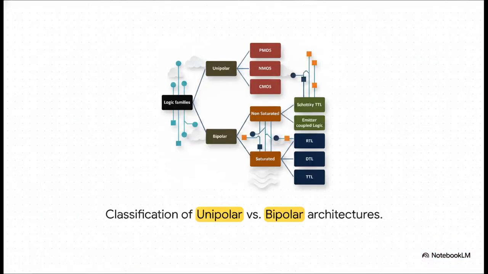Now, to build a solid mental map for test day, you can actually split the entire logic world into two main architectural trees, unipolar and bipolar. Unipolar families, the ones up top, use MOSFETs that rely on just one type of charge carrier. Simple enough, right? Then down below, we have bipolar families. These use components relying on two types of charge carriers. And as you can see, those branch off even further into saturated designs like TTL and non-saturated designs like emitter-coupled logic. Keeping this visual hierarchy locked in your head is going to make classifying questions a total breeze.